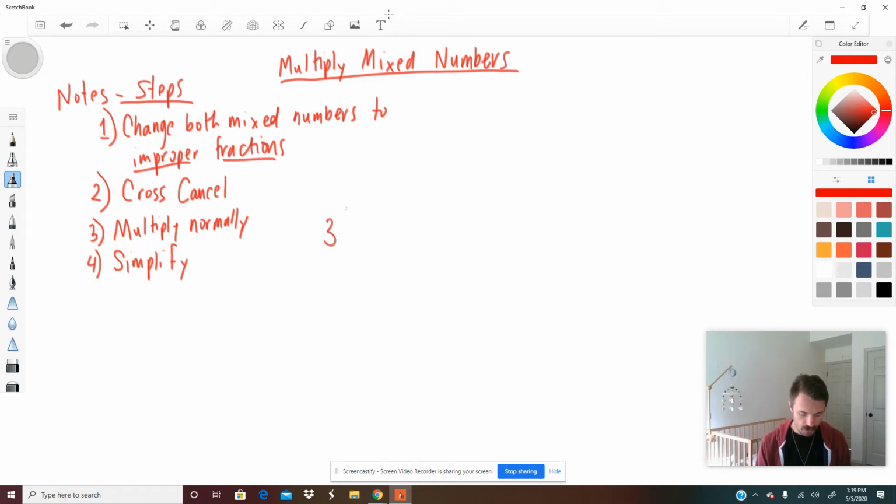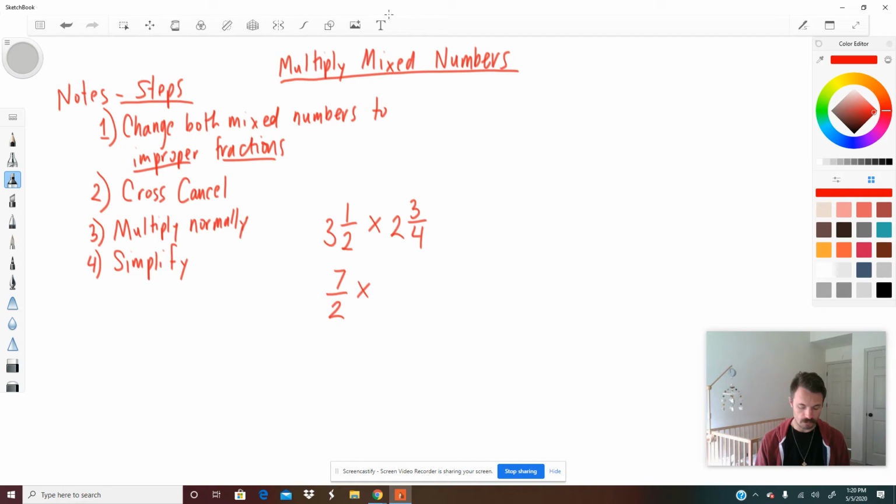Let's say we had 3 1/2 times 2 3/4. Okay, let's go through this step by step. Step 1 is change both mixed numbers to improper fractions. And we learned how to do that yesterday. You multiply your whole number times your denominator and you add your numerator. So 3 times 2 is 6 plus 1 is 7. Your denominator stays the same, so that's 7/2.